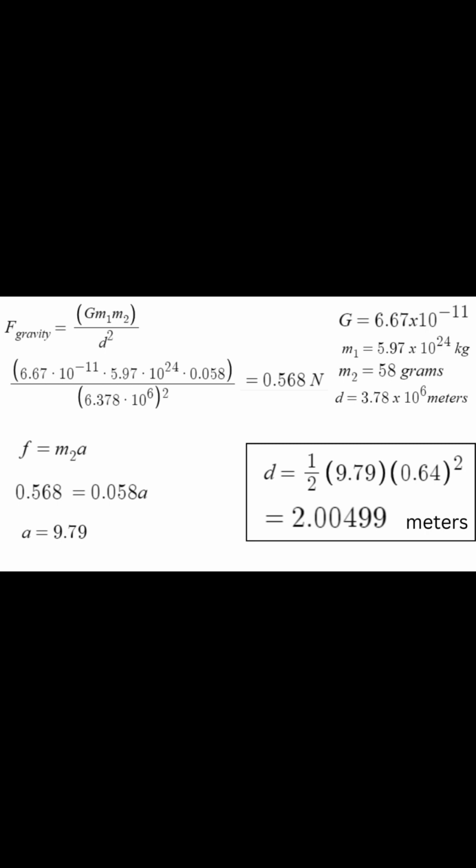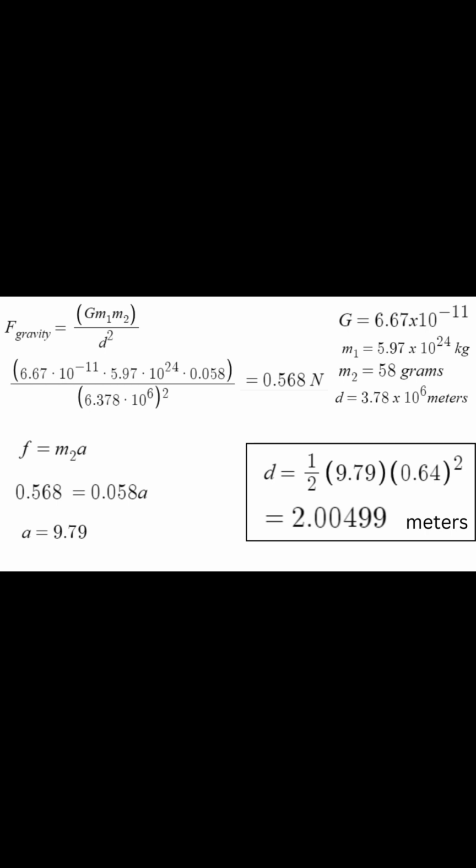Now, if we put that number back into our force equation, 0.568 newtons is going to equal the mass of the tennis ball, which is 0.058, then we can solve for the acceleration, which we then get is 9.79, which is different than our standard value. Again, we're just working with what we can on cell phones and stuff like that.